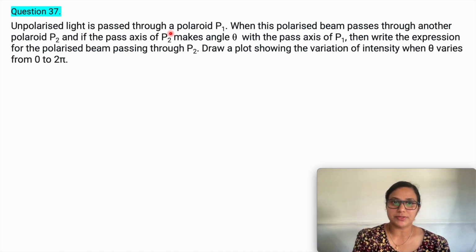Question number 37. Unpolarized light is passed through a Polaroid P1. When this polarized beam passes through another Polaroid P2, and if the pass axis of P2 makes angle θ with the pass axis of P1, then write the expression for the intensity of the polarized beam passing through P2. Second part: draw a plot showing the variation of intensity when θ varies from 0 to 2π.